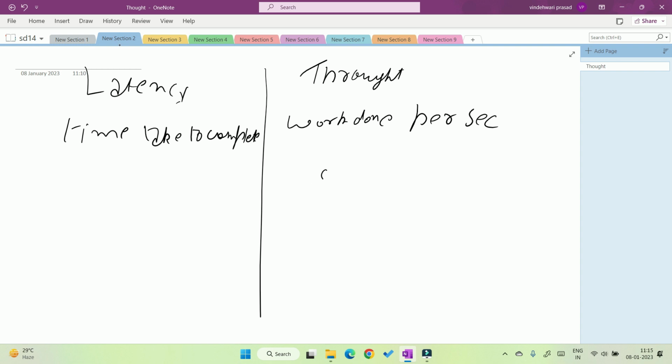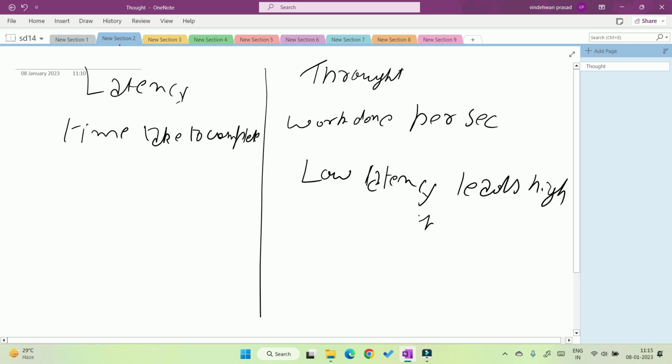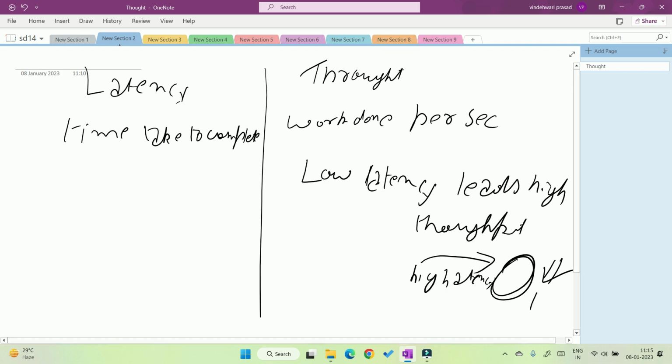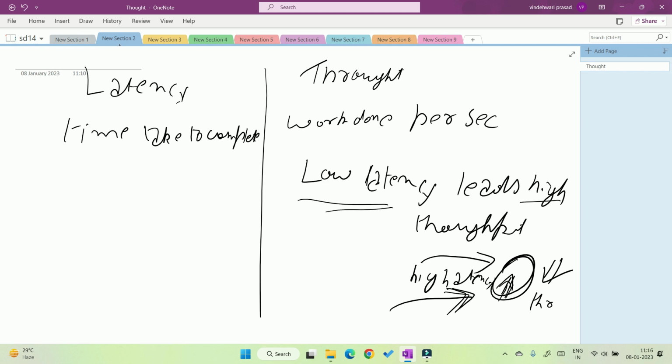And always remember, low latency leads to high throughput. How does it happen? Suppose this is a machine, and this latency is very high. So the work coming into the machine is low, so throughput is also low. If the machine latency is low, very fast work is coming to the machine, and so throughput increases because the machine has to do a lot of work at a particular time. So latency and throughput are related to each other. High latency leads to low throughput.